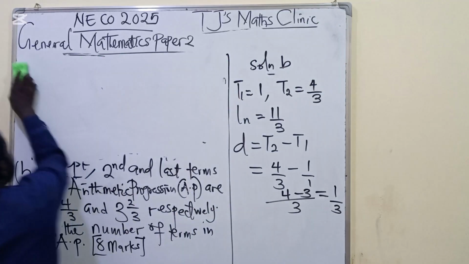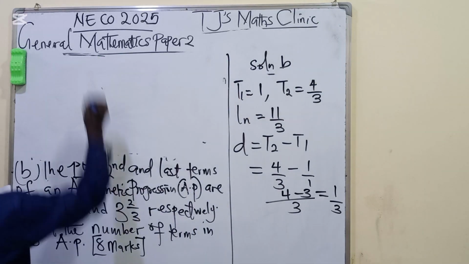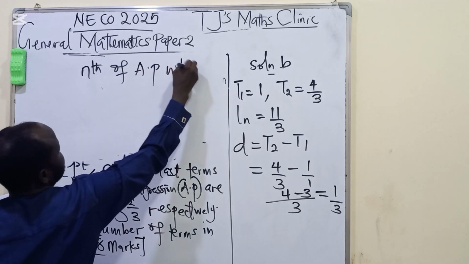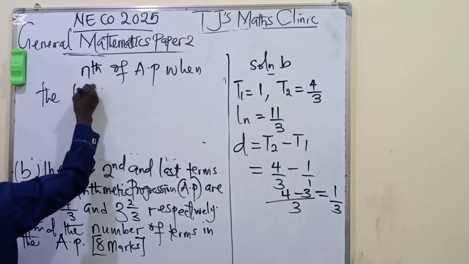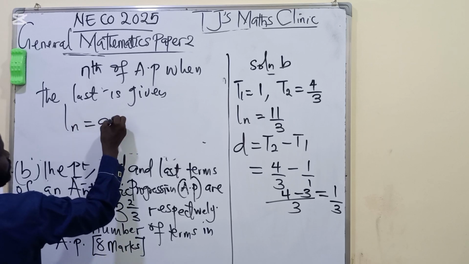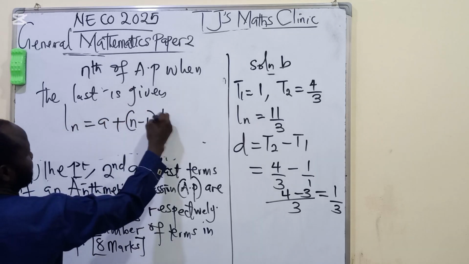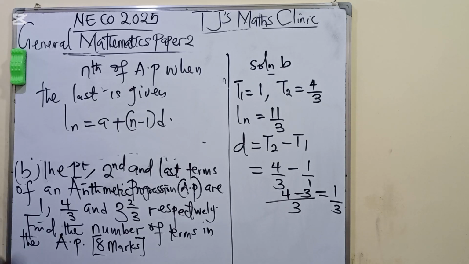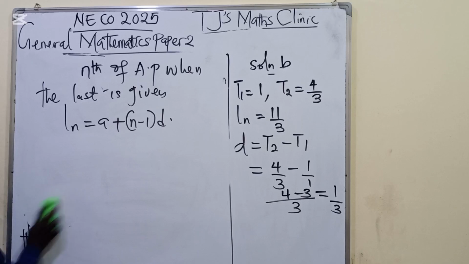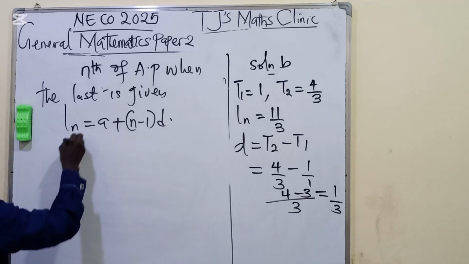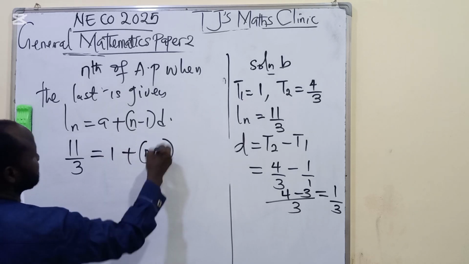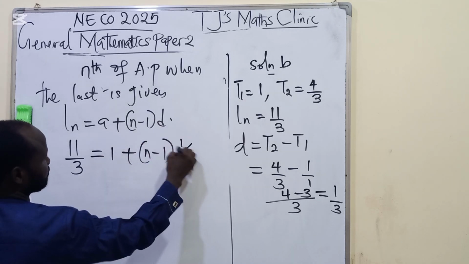So the nth term of an AP, when the last term is given, the last term will be A, which is the first term, plus n minus 1 multiplied by the common difference. Very important. We are looking for n. Let's clean here so that we can find n. Given that the last term is 11 out of 3, we have 11 out of 3 equals A, which is 1, plus n minus 1, and the common difference is 1 out of 3.